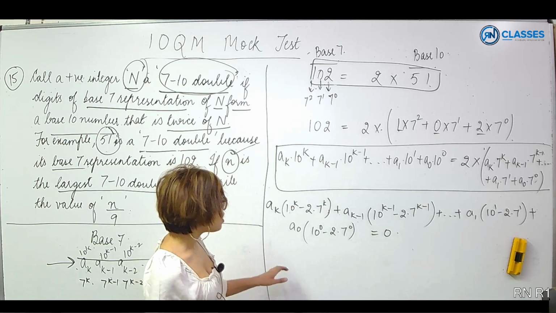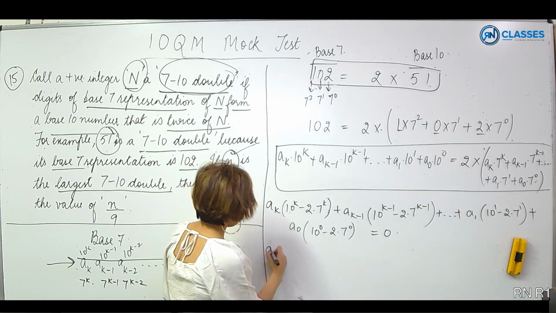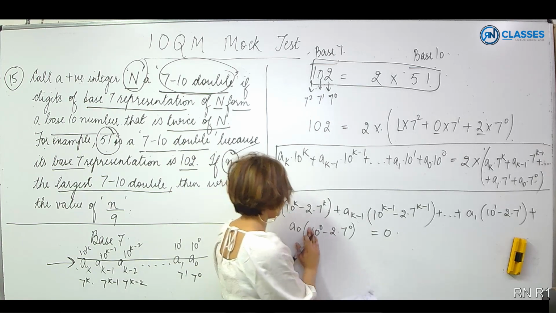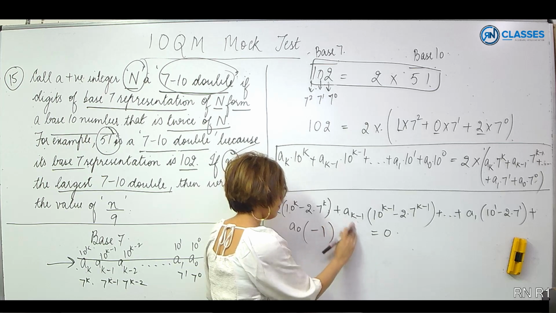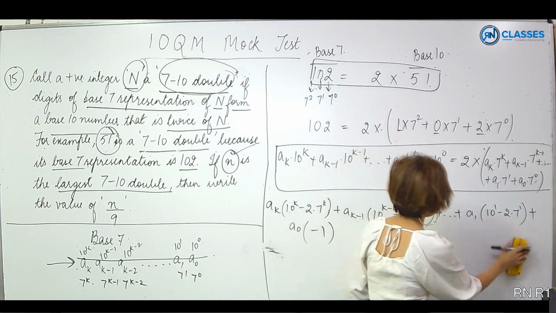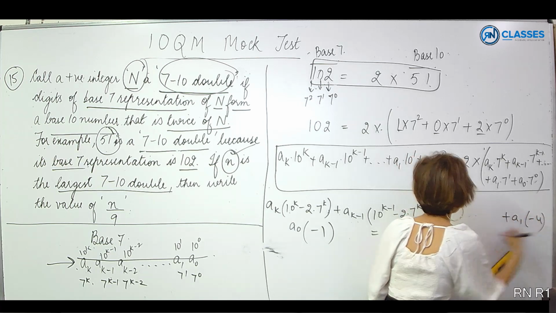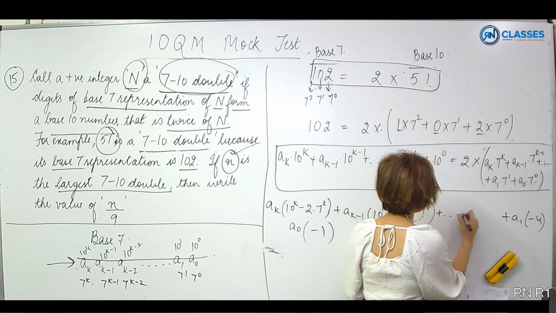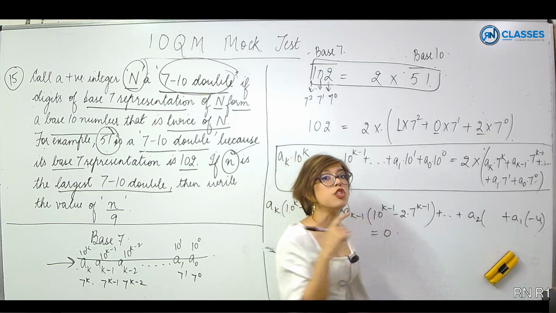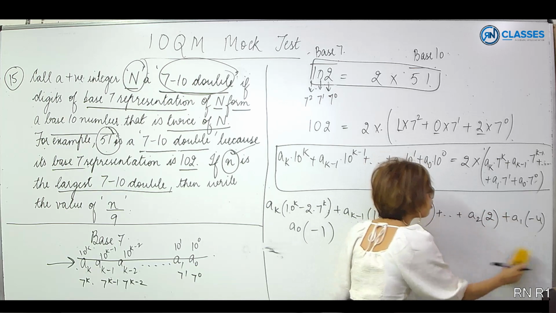Right? Let me just use the values that I can actually see. So let me rewrite this. So A0 into 1 minus 2, so that is minus 1. The coefficient of A1 also I can easily write, 10 minus 14, that is minus 4. So A1 into minus 4. And A2 also I can easily write. So I will write A2 into 10 squared minus 2 into 7 squared, so 100 minus 98, which is 2. Right?